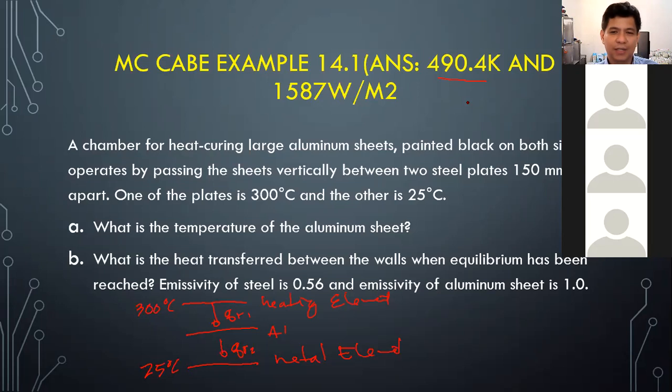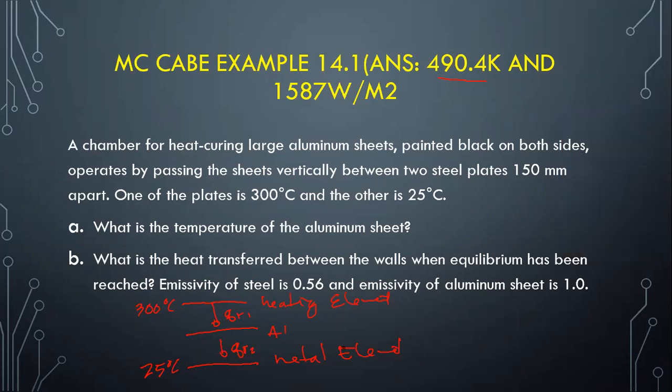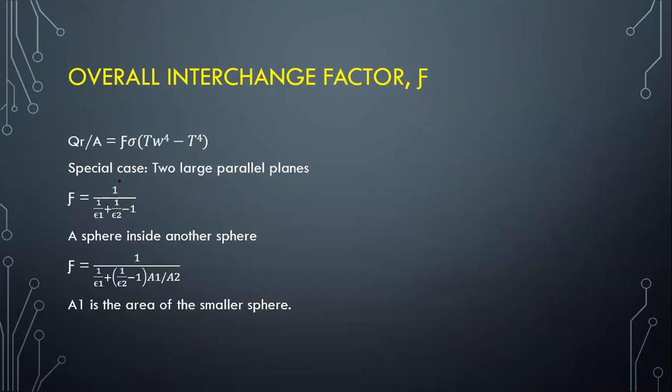Okay? So let's try to solve letter B. Letter B, what is the heat transfer between the walls? Between the walls when equilibrium has been reached. Emissivity of steel is 0.56 and emissivity of aluminum sheet is 1. So ito yung E1, ito yung E2. Tapos gagamitin natin yung emissivity equation for parallel plates. Tapos syempre, pag na-calculate na natin yan, gamitin natin to calculate QR over A.